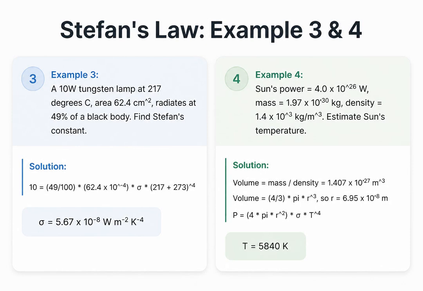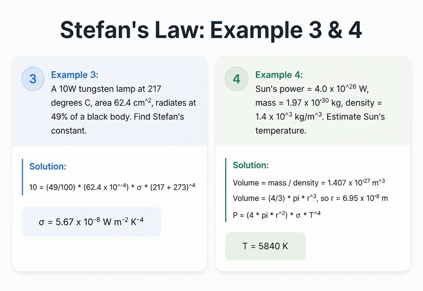We can also use these principles to find Stefan's constant experimentally, or to probe the stars. In example 3, a 10-watt lamp operates at 49% the efficiency of a perfect blackbody. By converting 217 degrees Celsius to Kelvin and plugging in the values, we can solve backward to verify Stefan's constant is 5.67 times 10 to the negative 8.